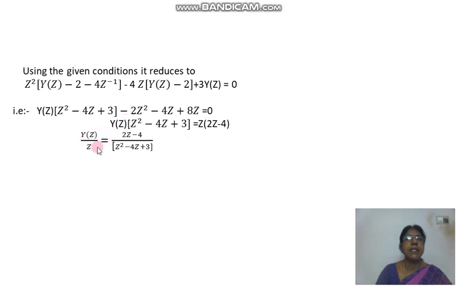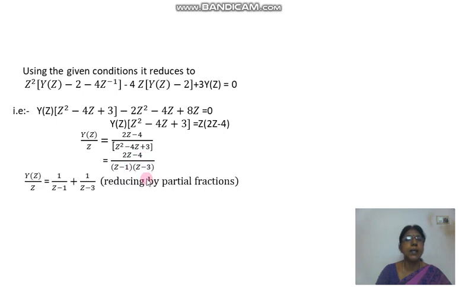Y of z by z is equal to 2z minus 4 into the other side. Bring this side, it becomes the denominator z square minus 4z plus 3. Now reduce the denominator into factors. You get 2z minus 4 by z minus 1 into z minus 3. Make it into partial fractions. You get on the RHS 1 by z minus 1 plus 1 by z minus 3. Now Y of z, by cross multiplication, is z by z minus 1 plus z by z minus 3.